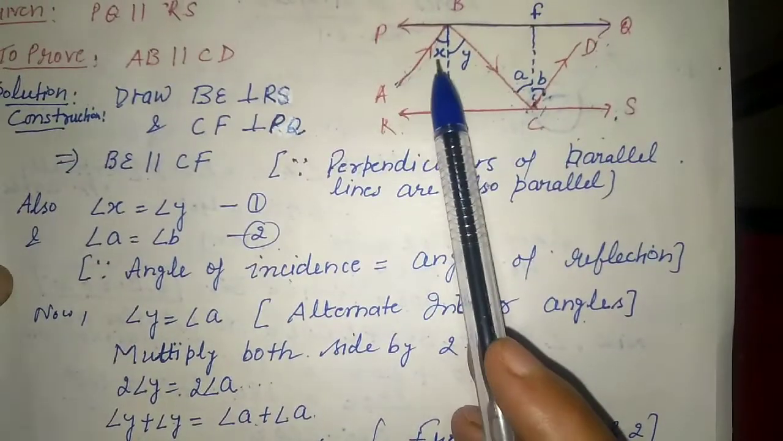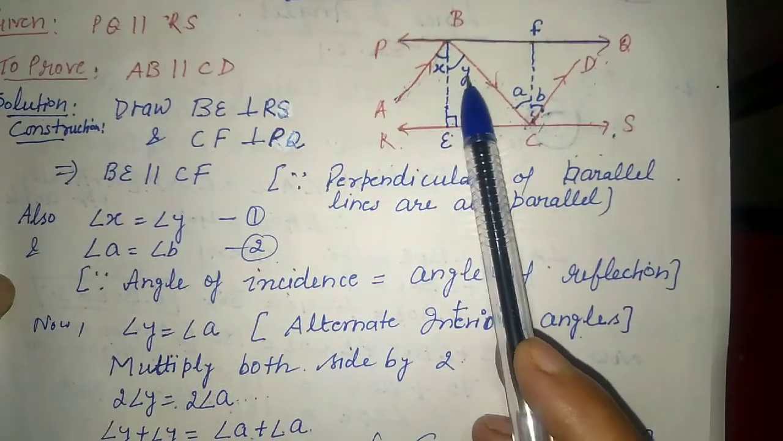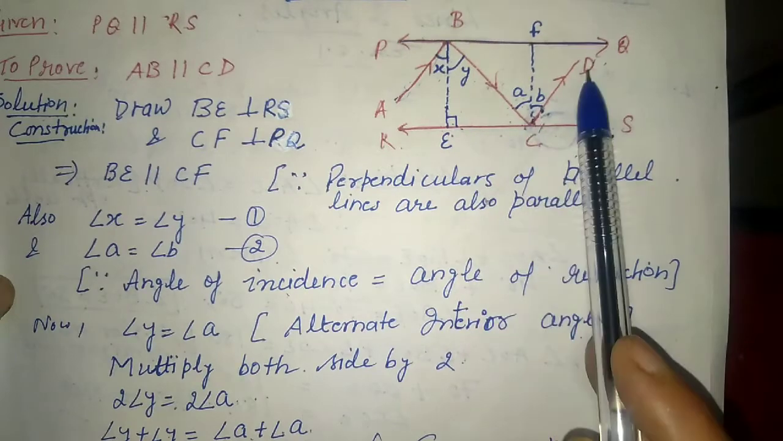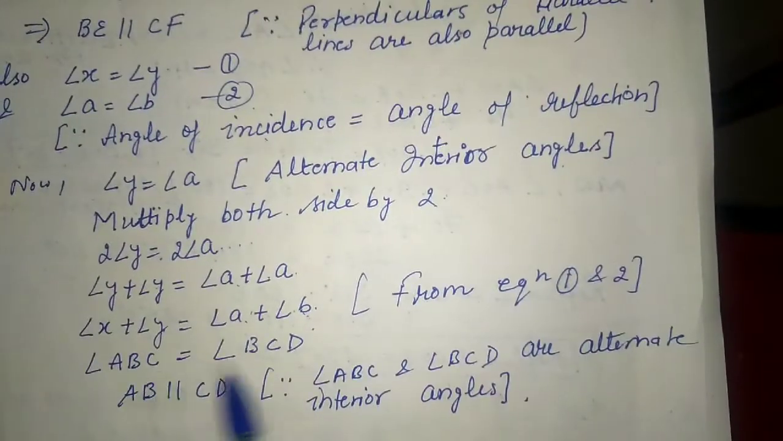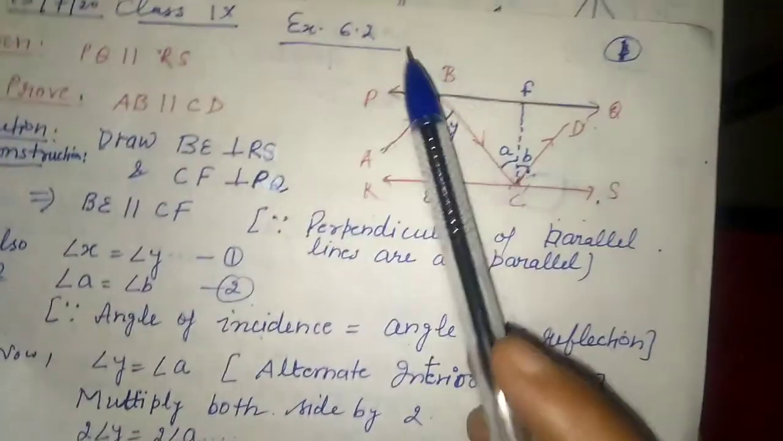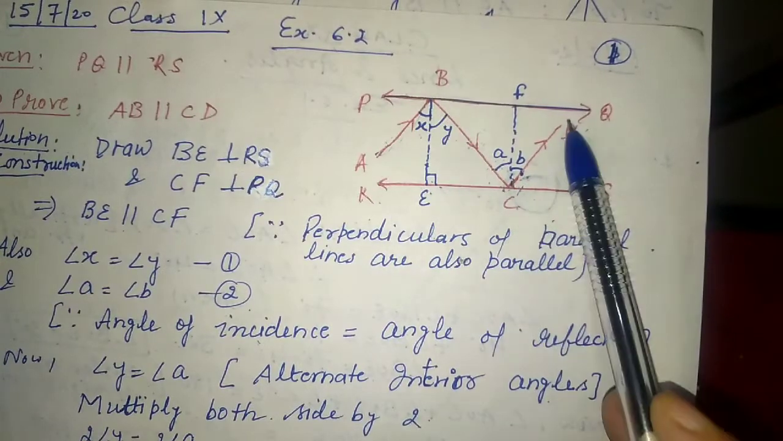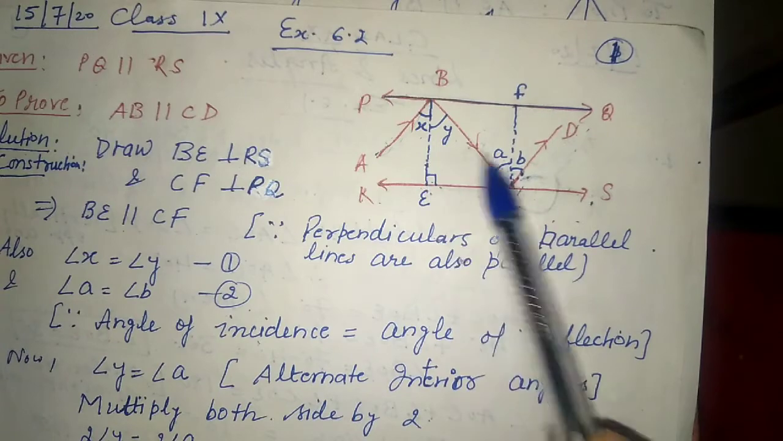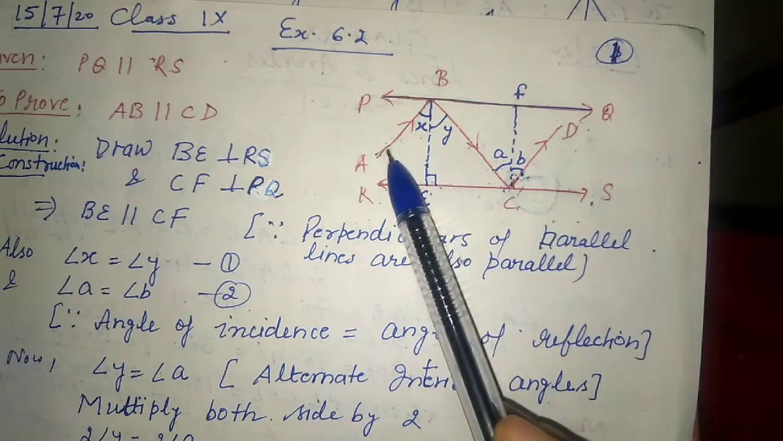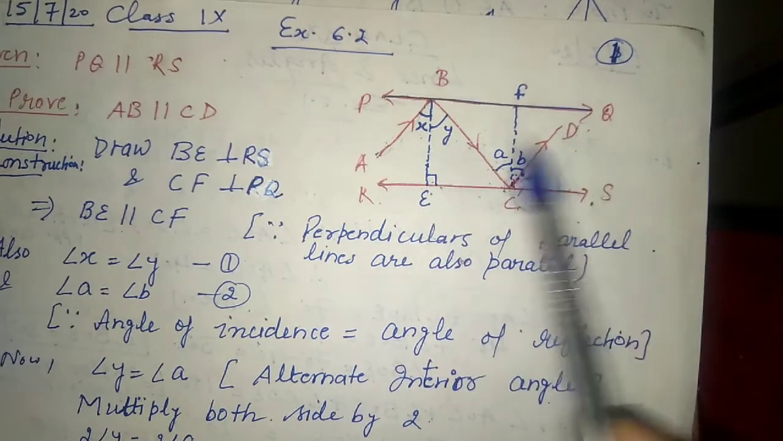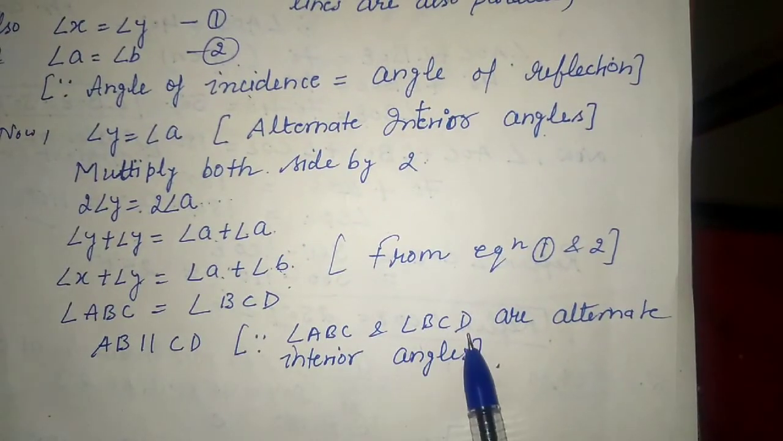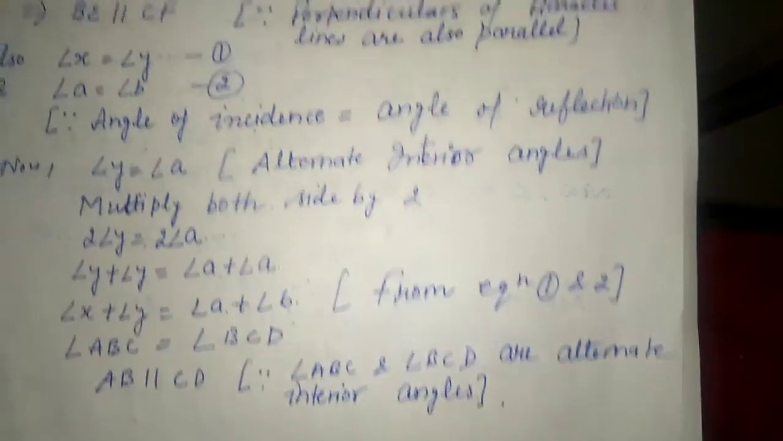Here from the question figure, we can see that X plus Y whole angle is ABC. A plus B whole angle is BCD. So we can write here angle ABC is equal to angle BCD. So you can see here, this is a Z figure, means alternate interior angles are equal. Alternate interior angles are only equal if they lie between the parallel lines. So AB is parallel to CD because ABC and BCD both are alternate interior angles.